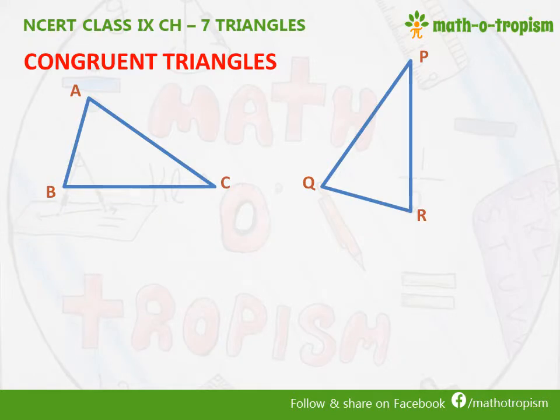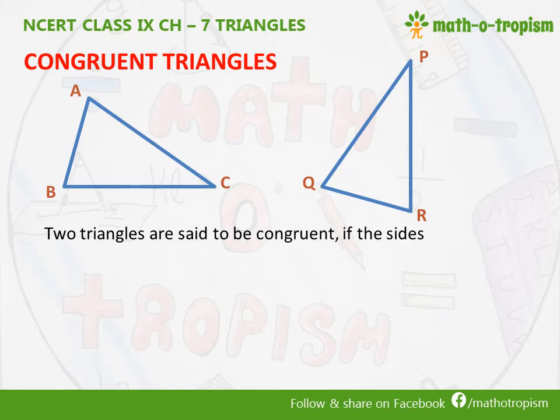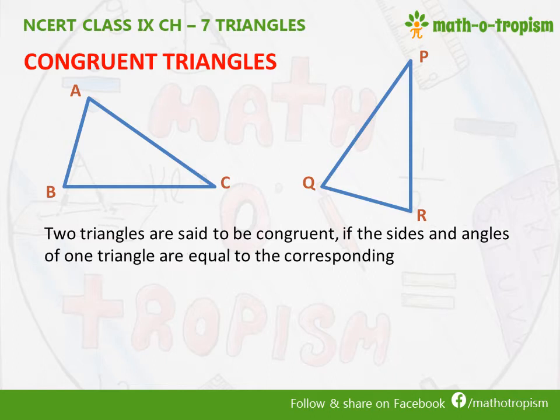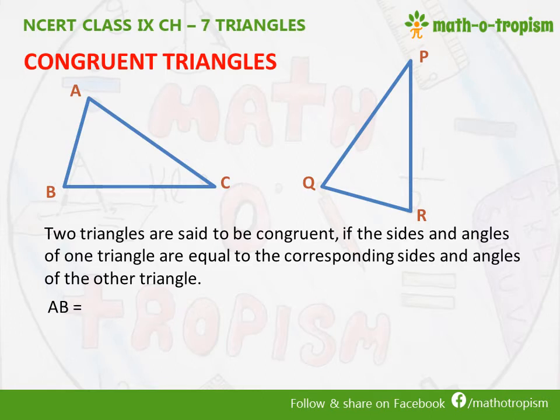So first we will see about congruent triangles. Let us take two triangles ABC and PQR. When we are talking about congruent triangles, two triangles are said to be congruent if the sides and angles of one triangle are equal to the sides and angles of the other triangle. So here in this case, if we assume that AB is equal to QR, AC is equal to QP, and BC is equal to PR.